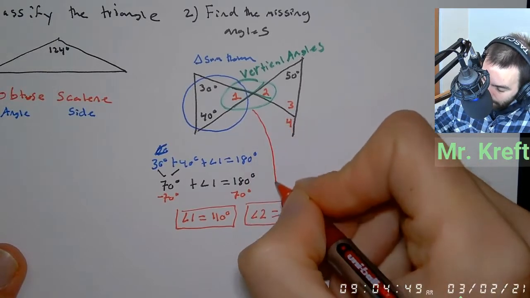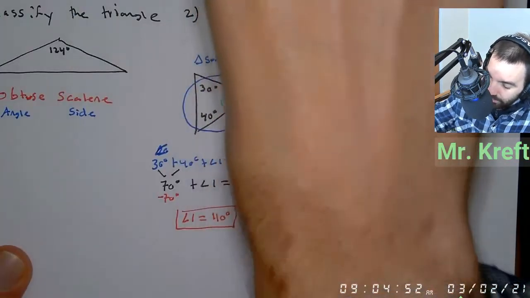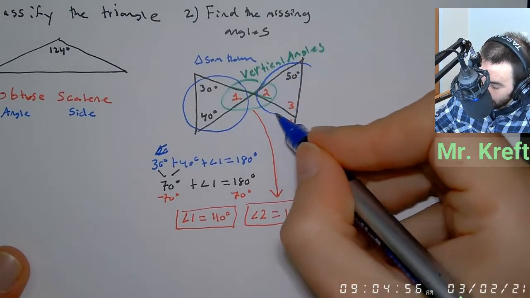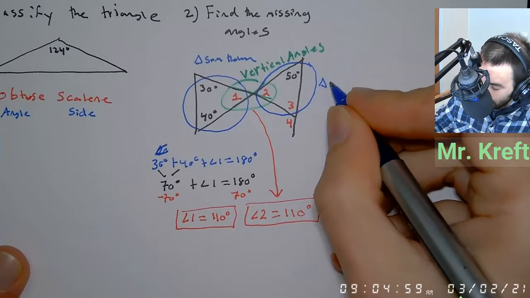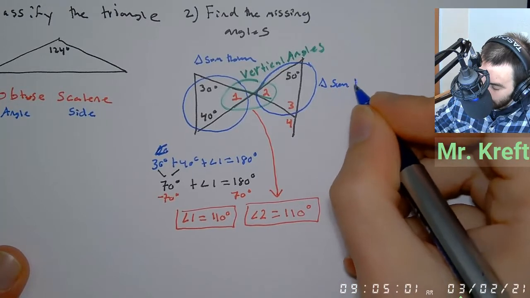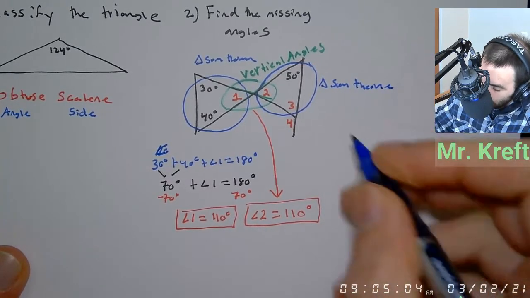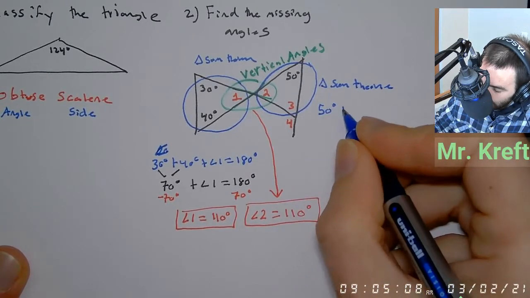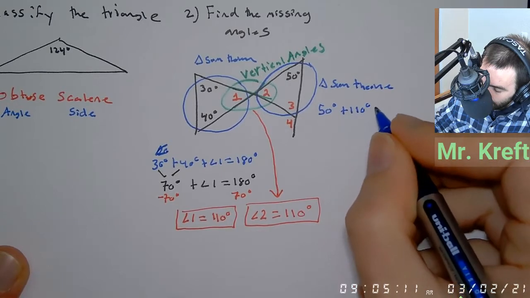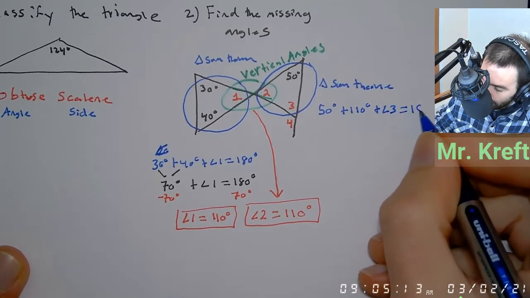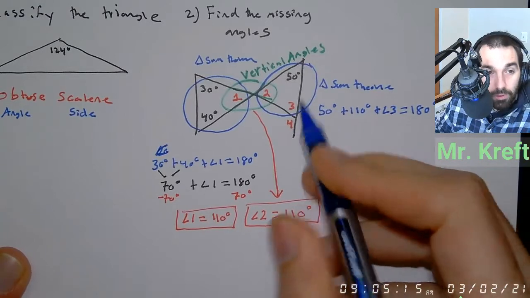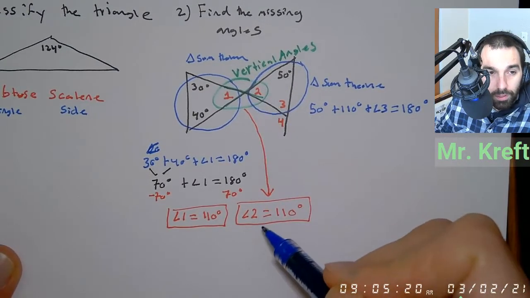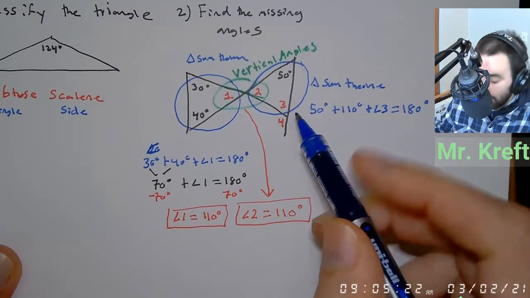So I used vertical angles there. Now that we know angle 1 and angle 2, I know this is another triangle sum theorem. So that's going to be 50 degrees, and then angle 2 is 110, plus angle 3 equals 180 degrees. Again, the 50 is given in this triangle, the 110 is from angle 2 that we found, and angle 3 is down here.